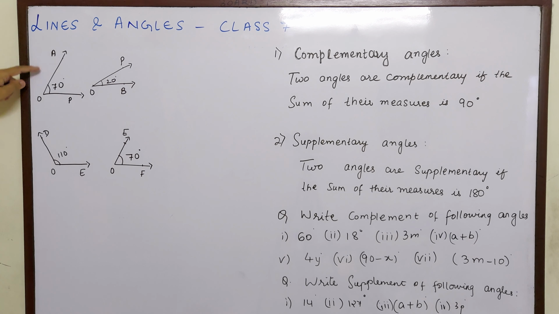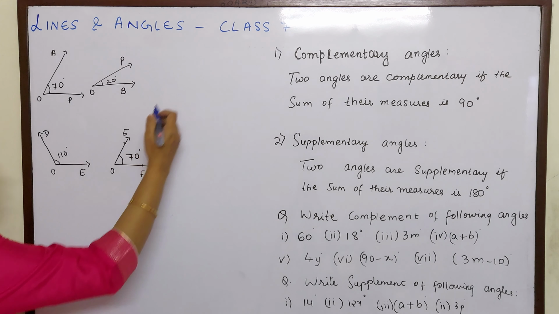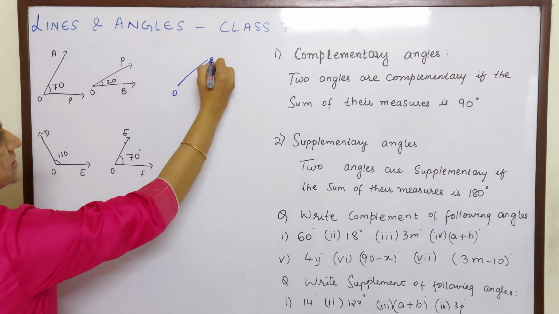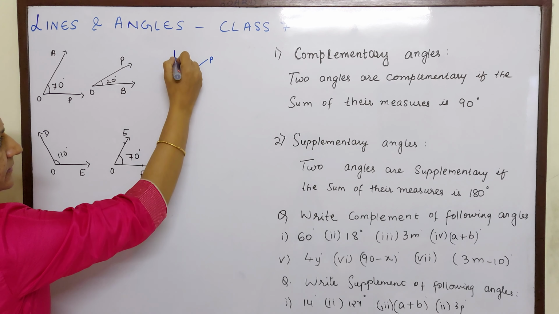Here there are two angles, AOP which is 70 degrees and POB which is 20 degrees. Let us merge these two angles because OP is common in both. If I put OP common in both, this is O and this is P. What is AOP, children? AOP is 70.